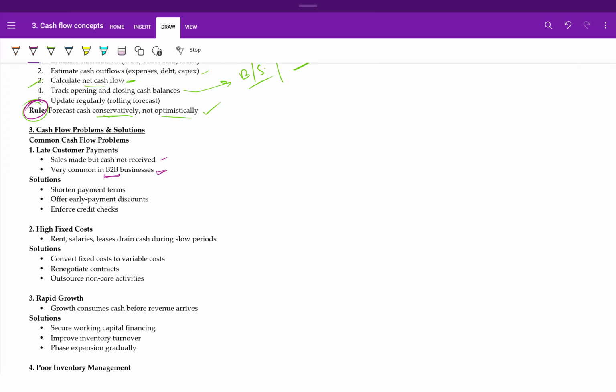The solution here is to shorten payment terms, offer early payment discount, or enforce credit checks. These steps improve cash collection efficiency, and these solutions can be used.